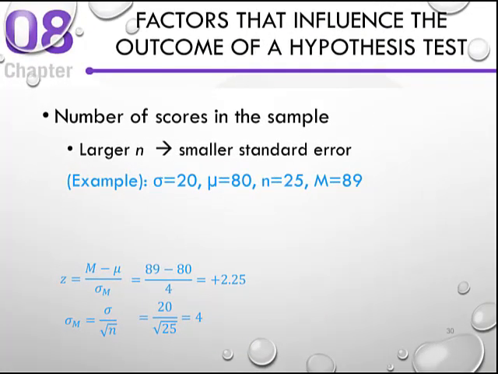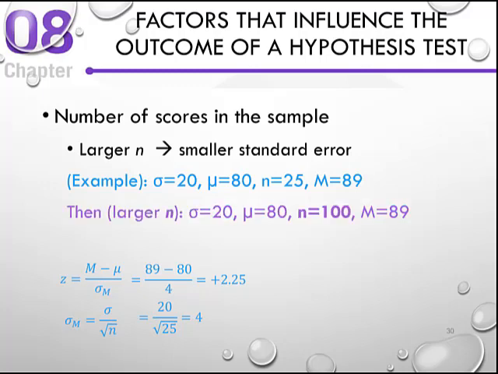Another factor that influences the outcome of a hypothesis test is the number of scores in the sample. And we already talked about the law of large numbers before. The larger the number of people, the smaller the standard error. So if we look at the example again that we used in the previous one, let's assume we have a standard deviation of 20, population mean of 80, 25 people, and 89. We said we come up with a z-score of 2.25.